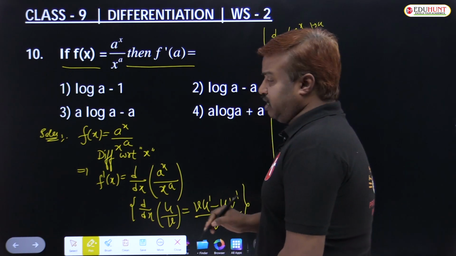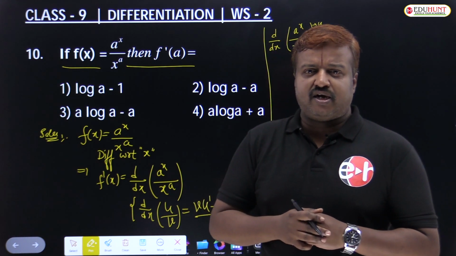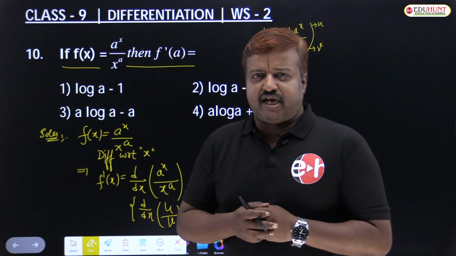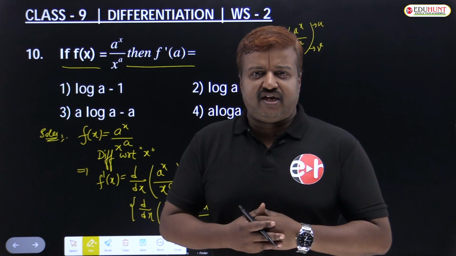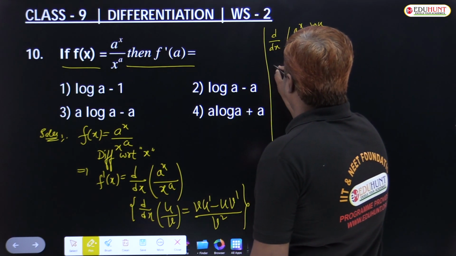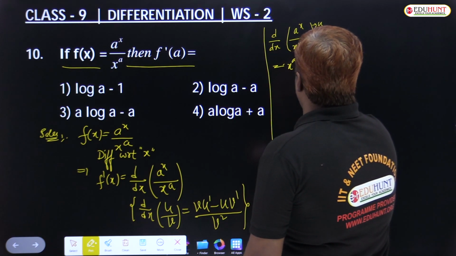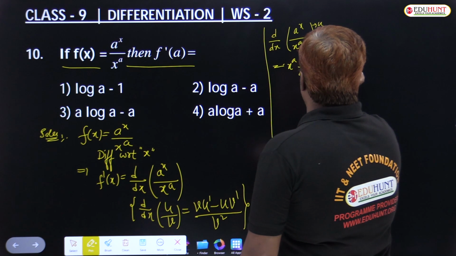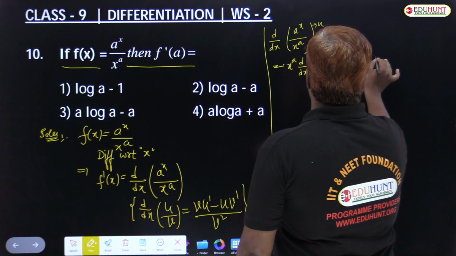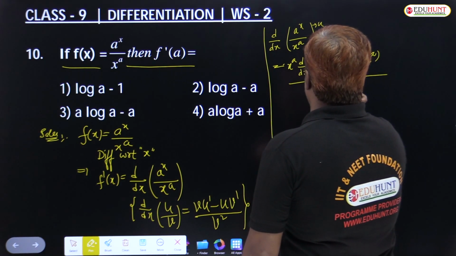Why should we assume? Because in terms of x, in both numerator and denominator, we have to apply the u by v condition. Based on that we can take numerator as u, denominator as v obviously. So now you can take v u dash. Here x power a into d by dx of a power x minus a power x into d by dx of x power a divided by x power a whole square.